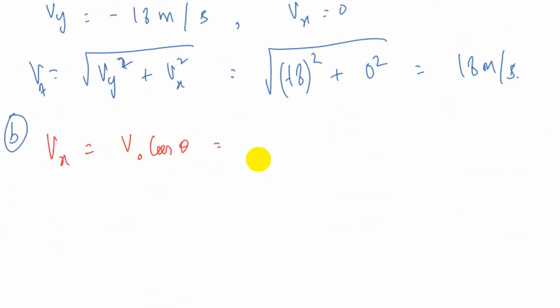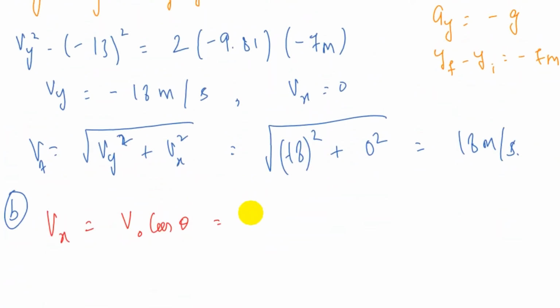V naught is the initial speed, which is given in the problem to be 13. So 13 cos 25 will be equal to 12 meter per second. I have just rounded off the answer. This is 12 meter per second.